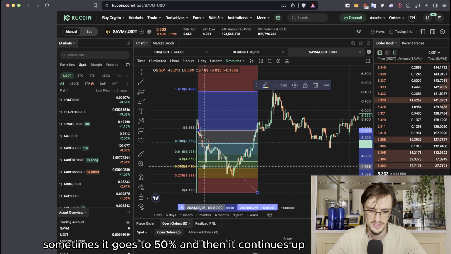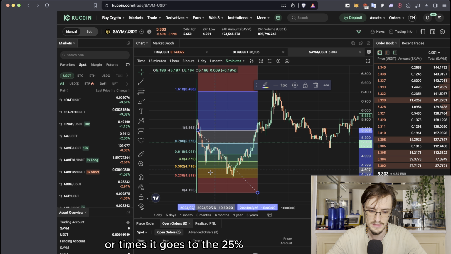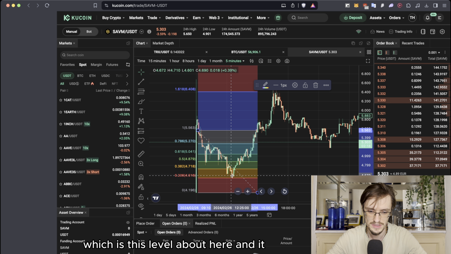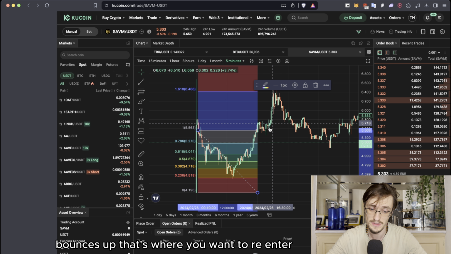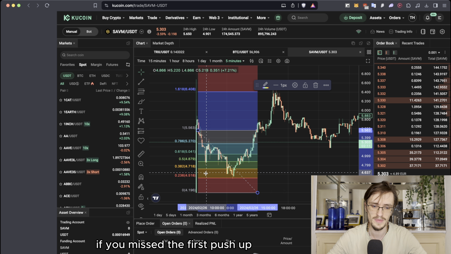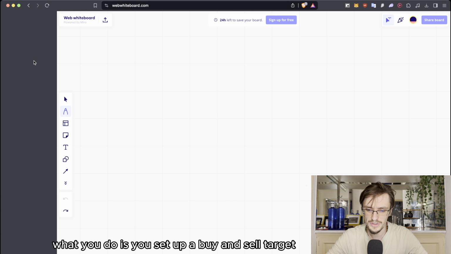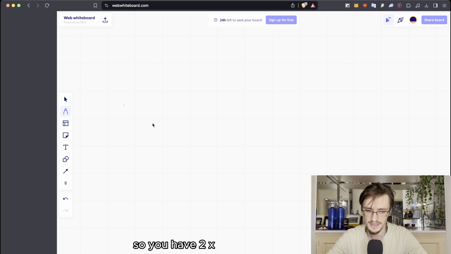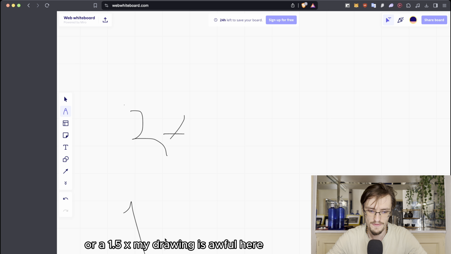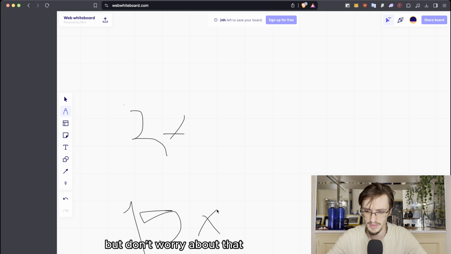Sometimes it goes to the 50% and then it continues up. Other times it goes to the 25%, which is this level about here, and it bounces up. That's where you want to re-enter if you missed the first push up. What you do is you set up a buy and sell target, say at 2x or 1.5x. My drawing is awful here, but don't worry about that.